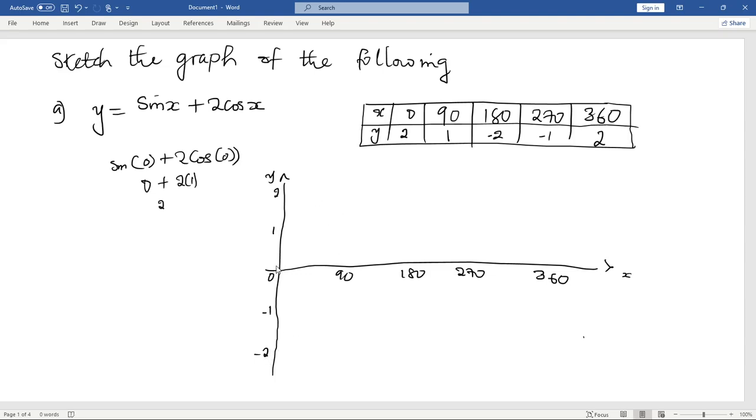So when x is 0, y is 2 this side. When x is 90, y is 1. Then when x is 180, y is negative 2. When x is 270, y is negative 1. Then when x is 360, y is 2 there. So meaning that our graph is going to look something like this.